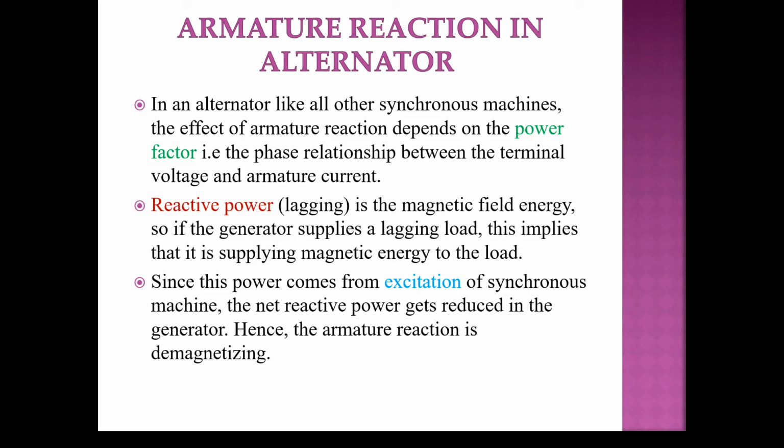Reactive power is the magnetic field energy. So if the generator supplies a lagging load, this implies that it is supplying magnetic energy to the load. So there are two types of powers, active and reactive power. So reactive power is the magnetic field energy. If the generator supplies a lagging load, this means that it is supplying magnetic energy to the load. Since this power comes from excitation of synchronous machine, net reactive power will reduce in the generator. So armature reaction is demagnetizing.